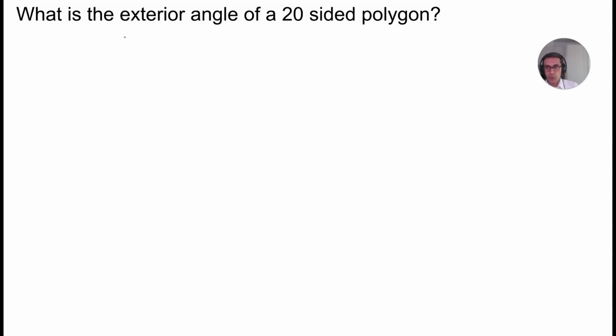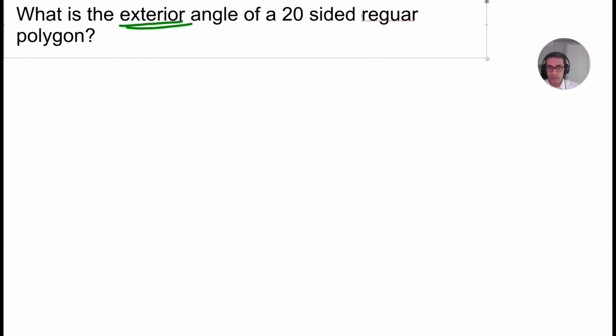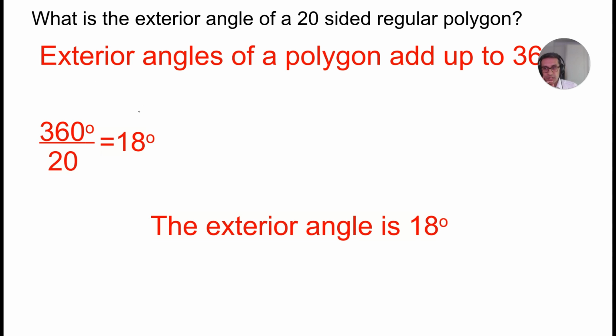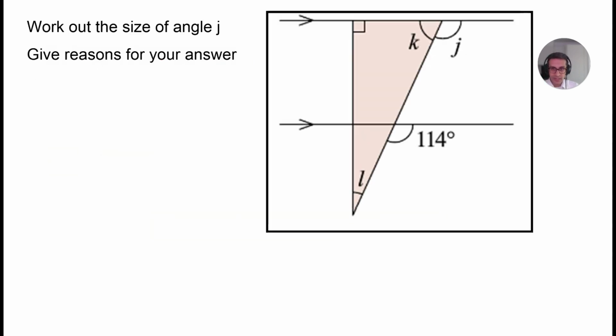Next question, what's the exterior angle of a 20-sided regular polygon? Okay, so the exterior angles always add up to 360. So you're going to do 360 divided by 20 to give you 18. It's only because it's a regular polygon that we can do this. If it wasn't regular, then all the angles might be different. So in this case, it's 18.